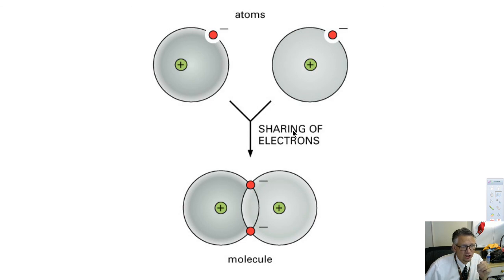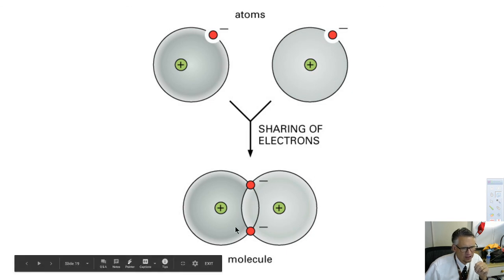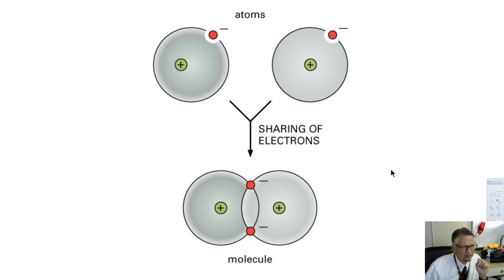This right here says sharing of electrons. So this has 1 electron and that has 1 electron, and here they are sharing electrons, so that's going to be covalent.